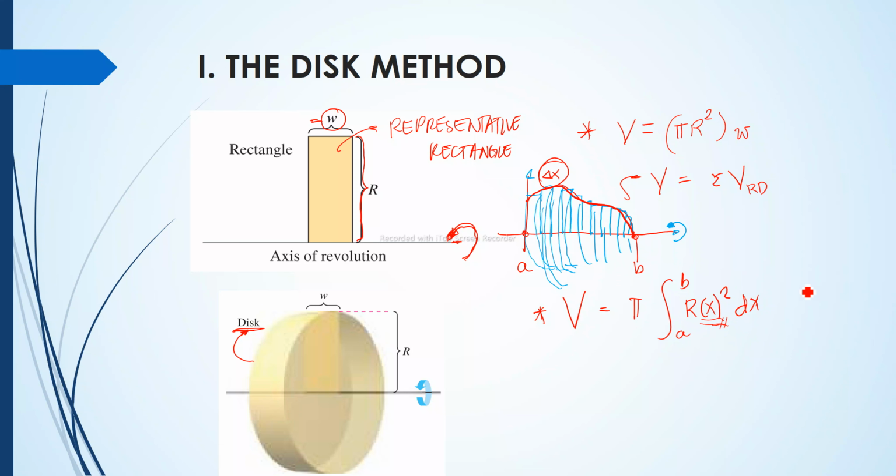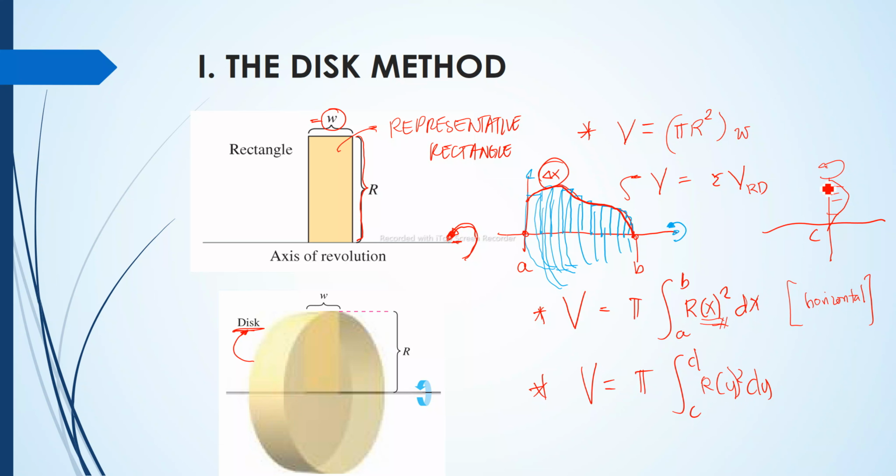How about if the solid of revolution is revolving along the y-axis? This one is for the horizontal. If it's along the y-axis, simply V is equal to pi times R of y squared dy from c to d. C to d are just the limits along the y-axis of the solid of revolution. So that is just the basic. The basic volume of this disk is just pi r squared w, where the width or thickness of the rectangle is the delta x.